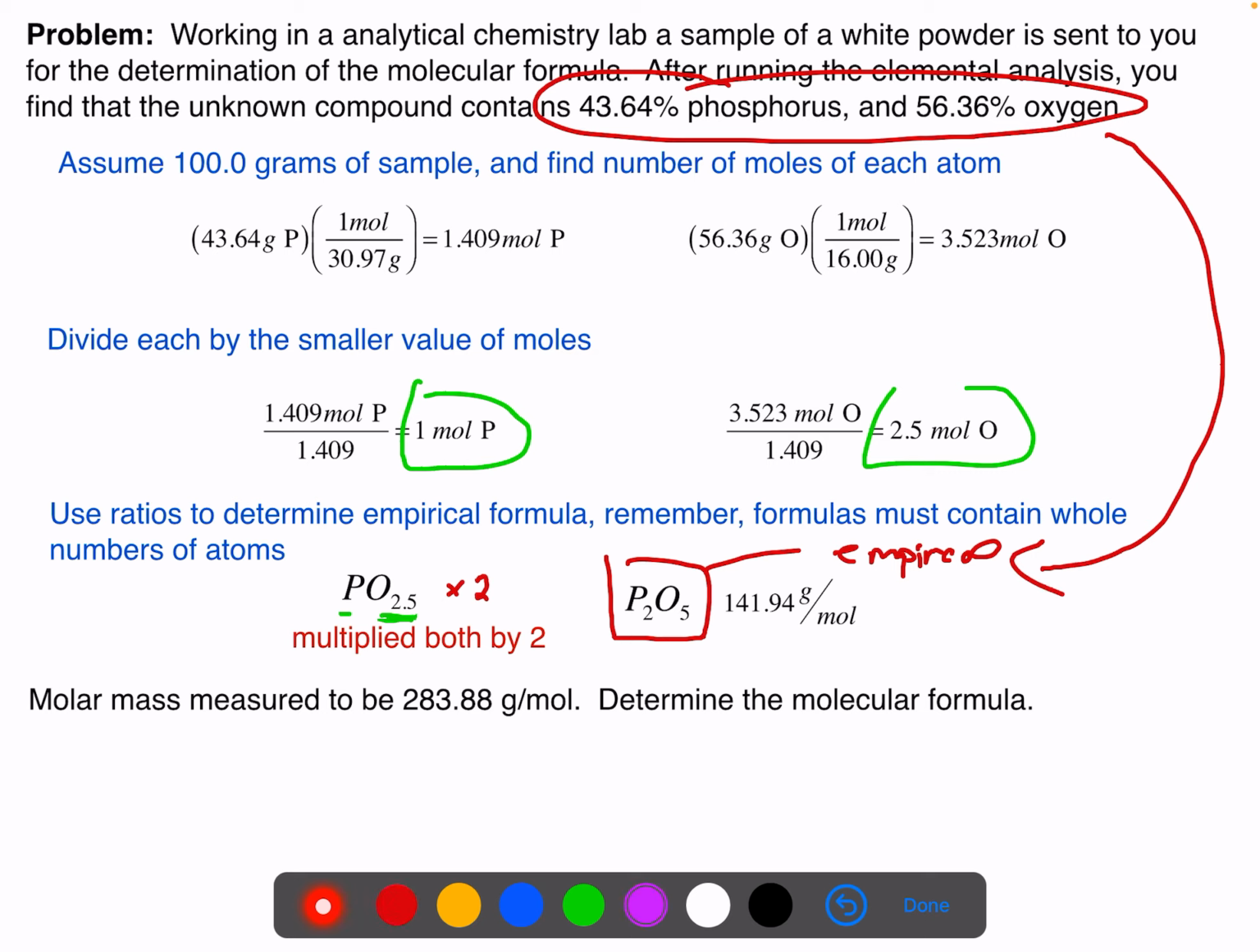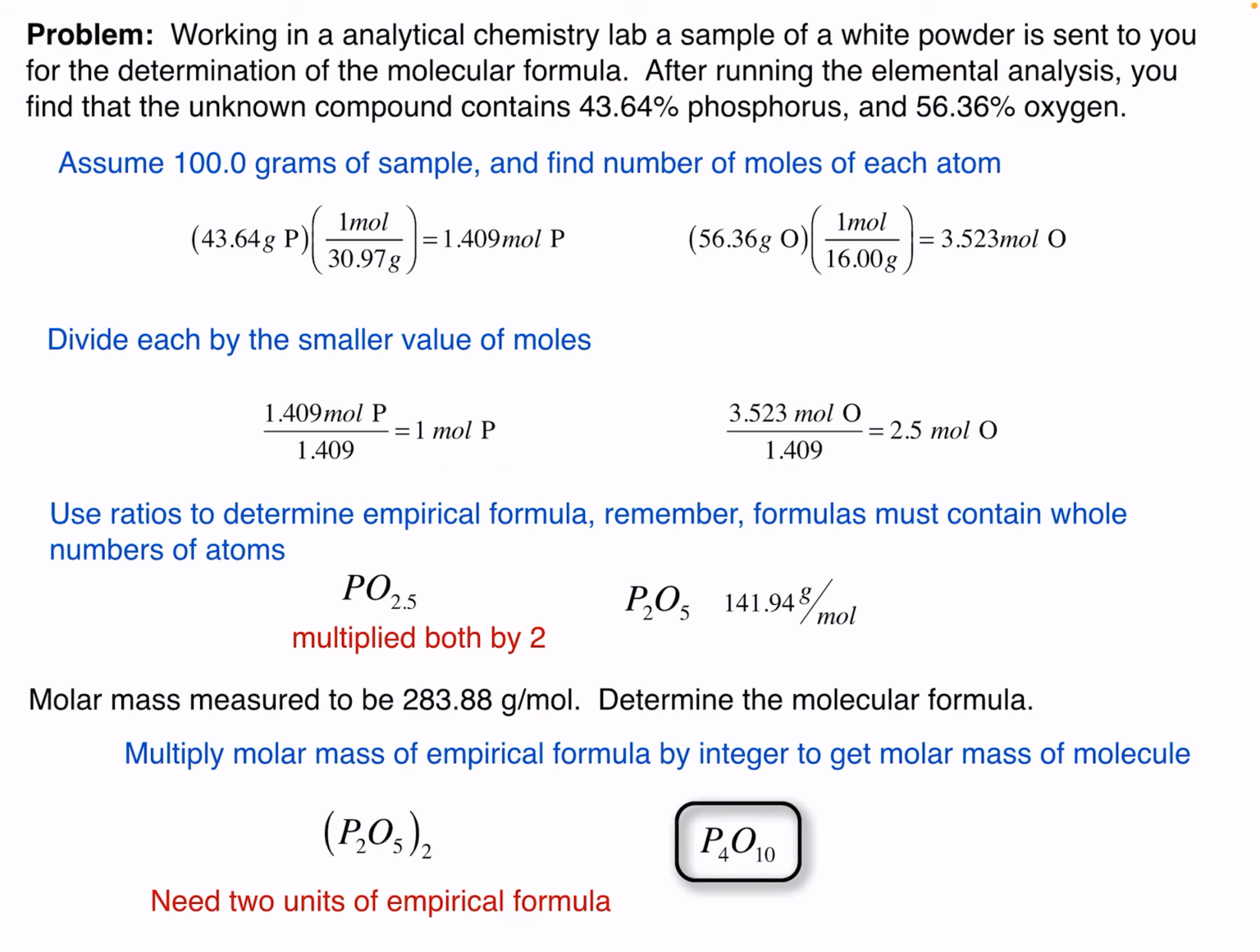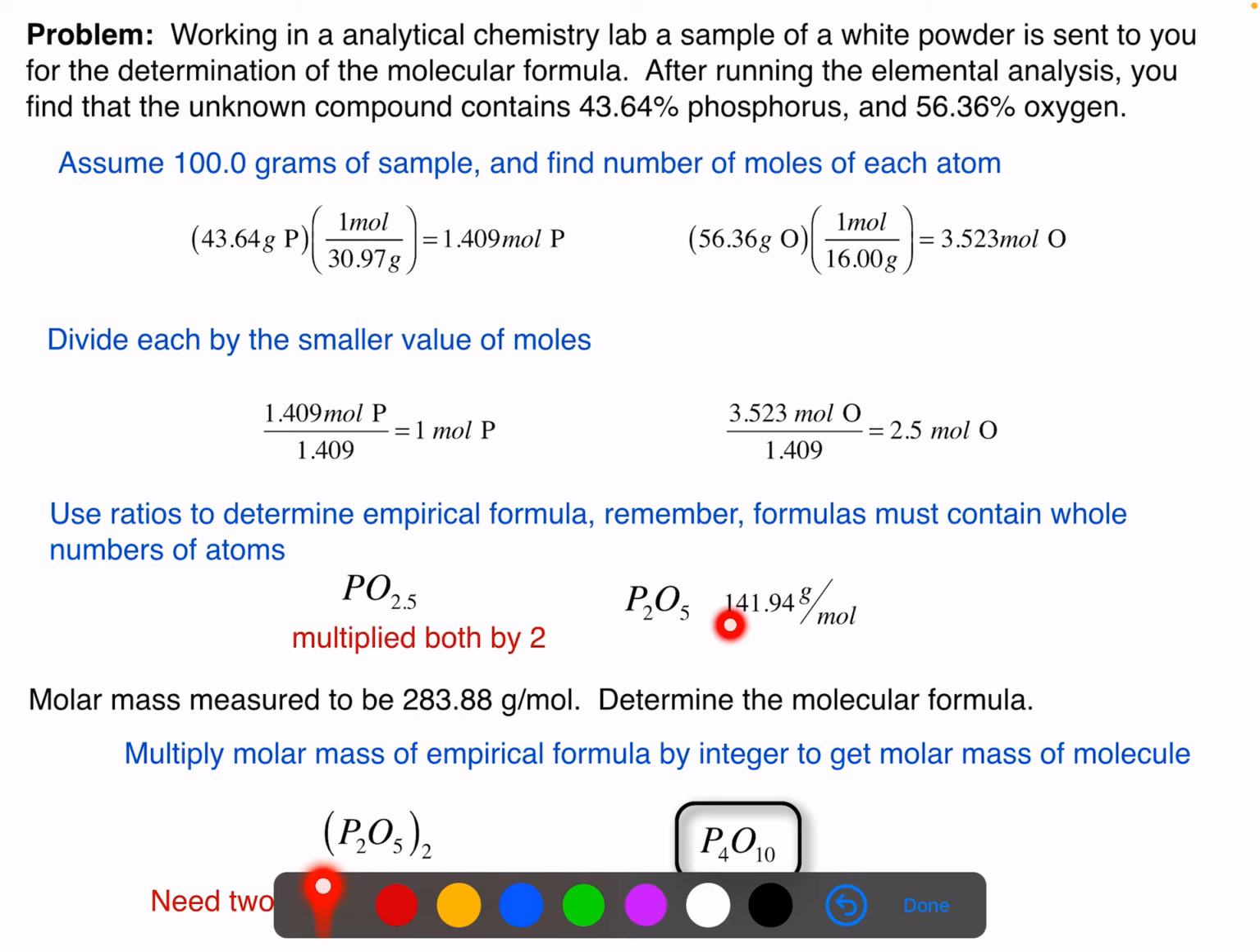The last step then is to determine the molecular formula. The one piece of information we need beyond what we have is the molar mass, which can be determined through measurement. In this case, it was found to be 283.88 grams per mole. So all we're going to do is take a ratio of the molar mass divided by the empirical mass. And when we do that, we find that 283.88 divided by 141.94 equals 2.